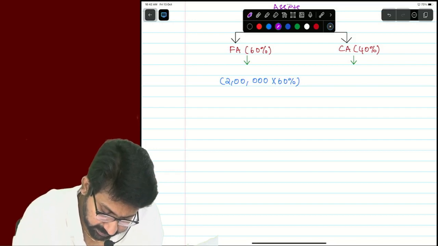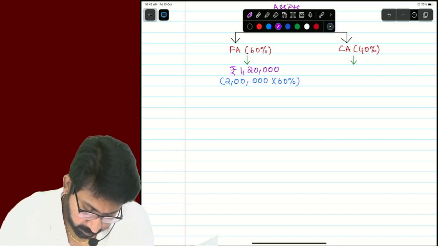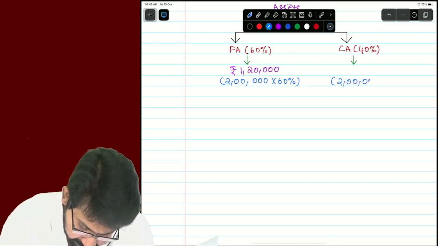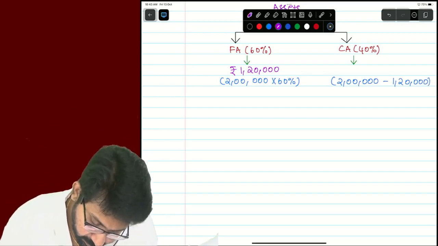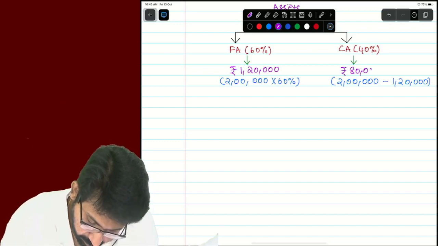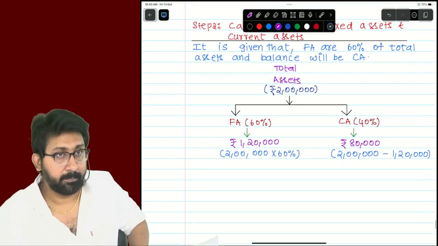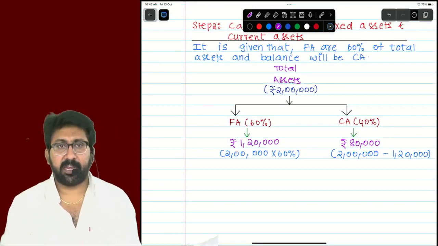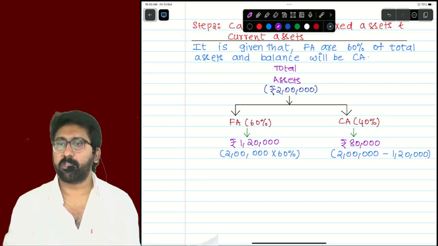How much will it be in rupees? Second side: 2 lakhs minus 1 lakh 20. How much will be the current assets? Step 2 completed. Okay? So fixed assets comes to 1 lakh 20. Current assets have come to 80 of the total assets of 2 lakhs. Shall we move on to step number 3?